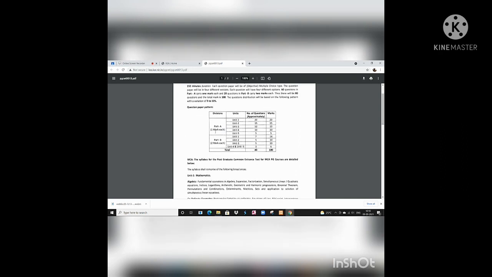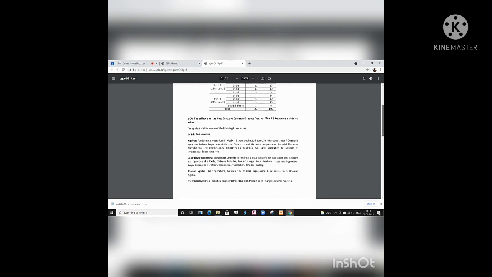Okay, the question pattern is part A and part B. Part A is 1 mark each and part B is 2 marks each. Then you can see the units and the number of questions and the 100 marks. I think every time it will differ, like unit 1, 20 approximately. Yeah, they have used the term approximately. It may come 20 or less than that. So do not worry about this, but for sure 100 marks and 80 questions will be there.